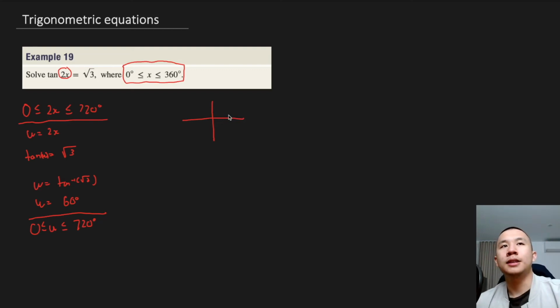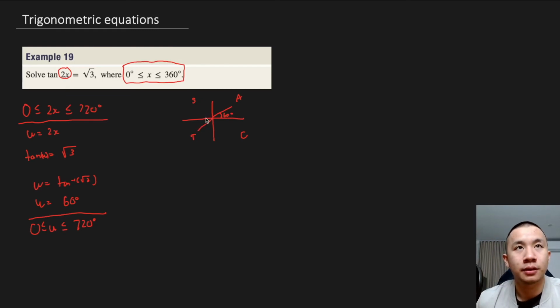Okay, let's start off with regular ASTC. Now, we're told that it can be at 60 degrees, and this is tan. So where else is tan positive? Well, tan is positive here. And this whole angle is going to be 180 plus 60, which is 240.